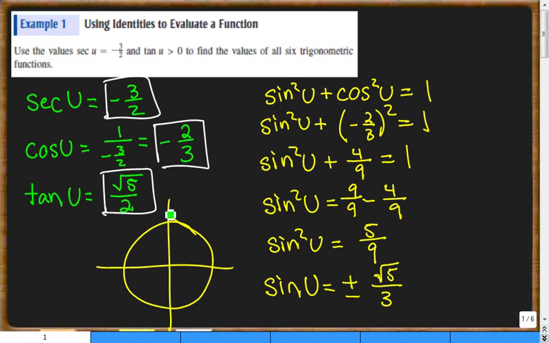So our negative cosines occur all the way over here, in this section on the left side of our circle. Okay, so our tangents have different values over here.